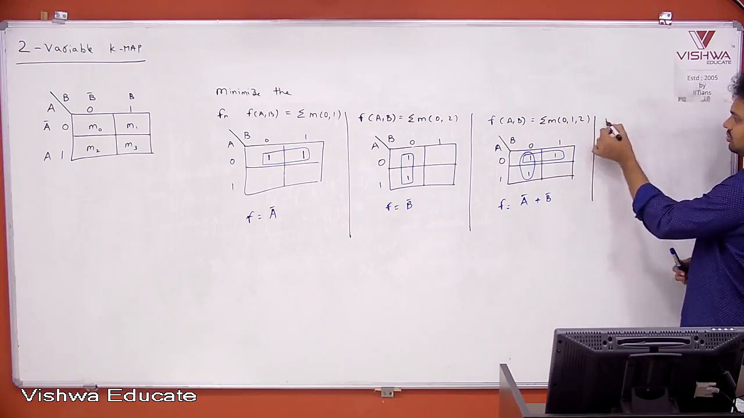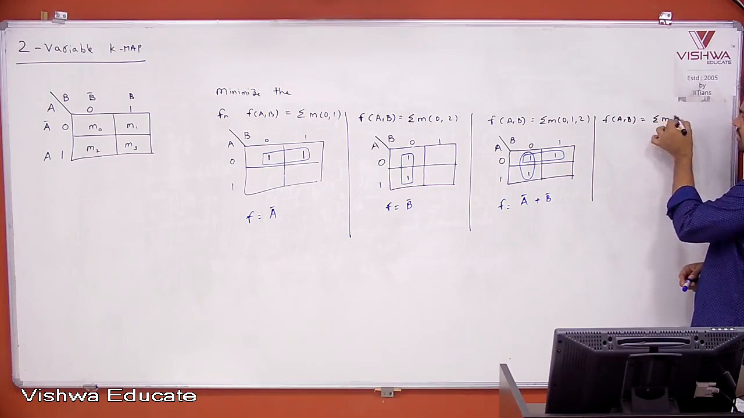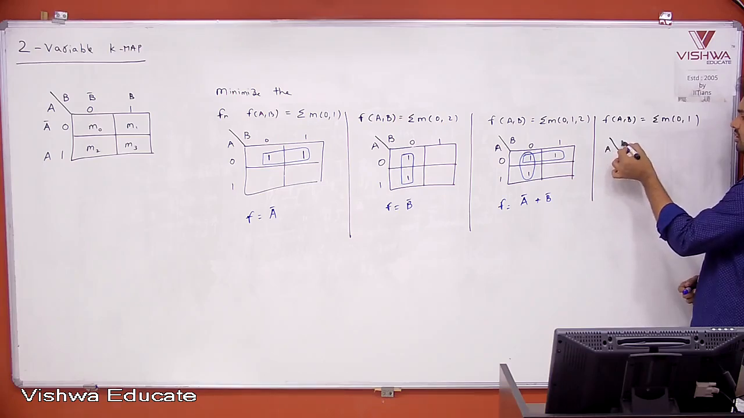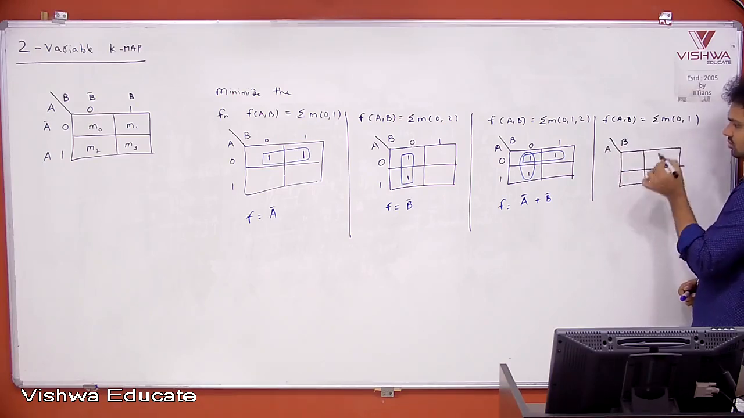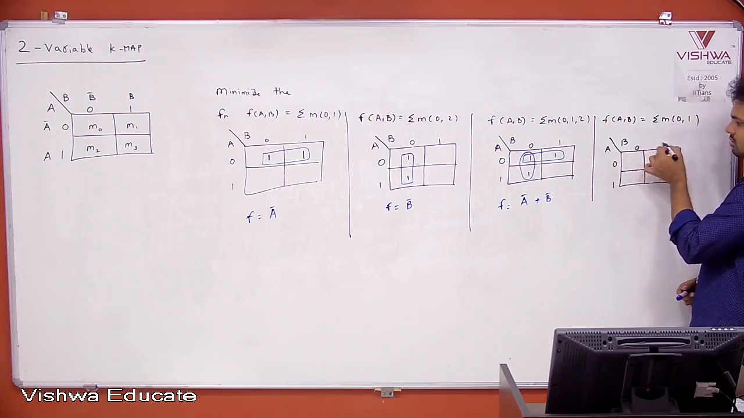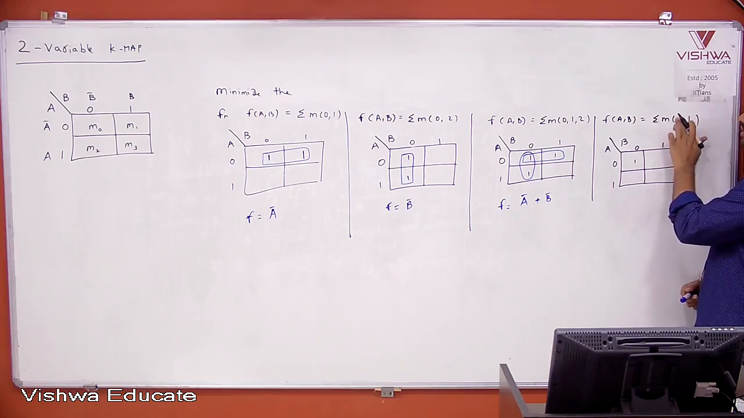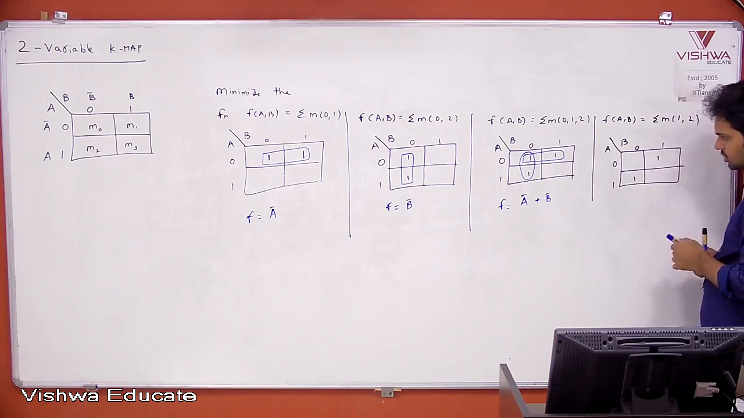One more. F of a comma b equal to sum of the minterms 0 and 1, a and b, 0, 1, 0, 1. Then, sorry, already we have taken the 0, 1 condition, take the 1, 2 condition, sum of the minterms 1 and 2. Now, is there any possibility of making a pair?